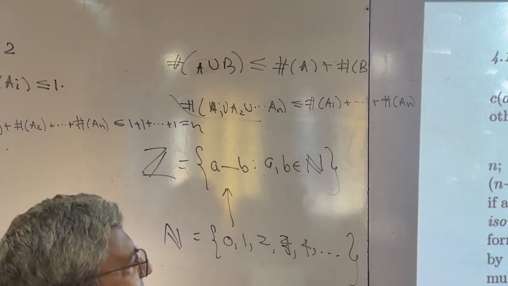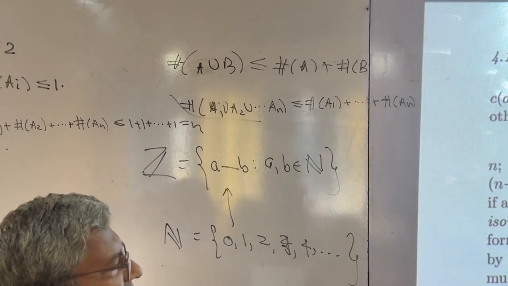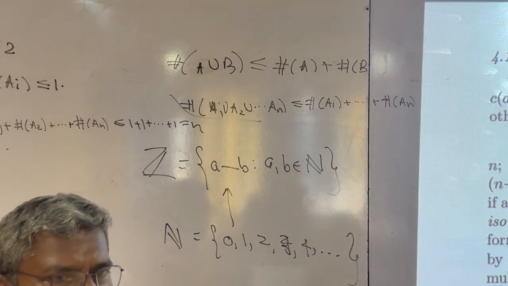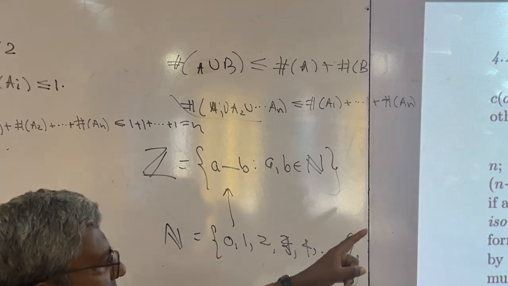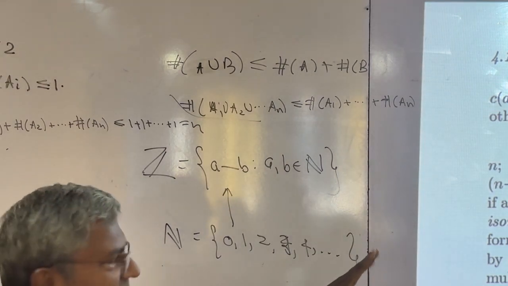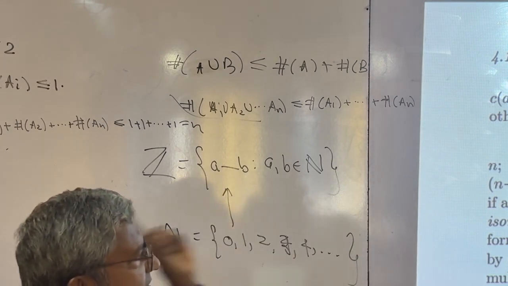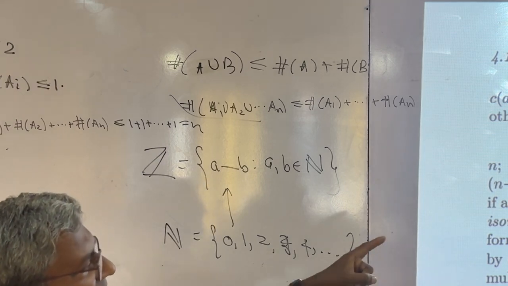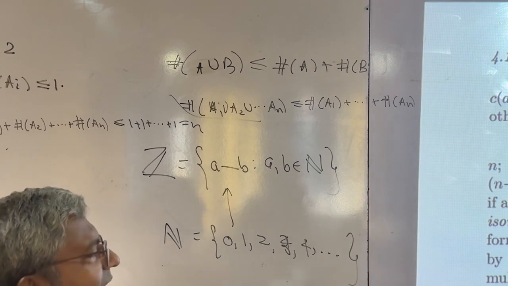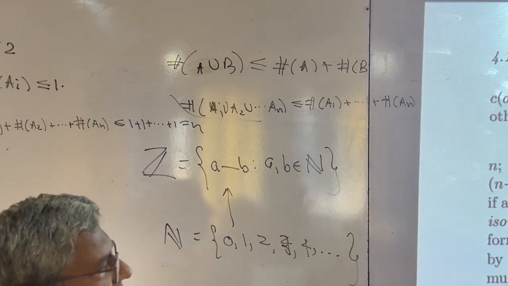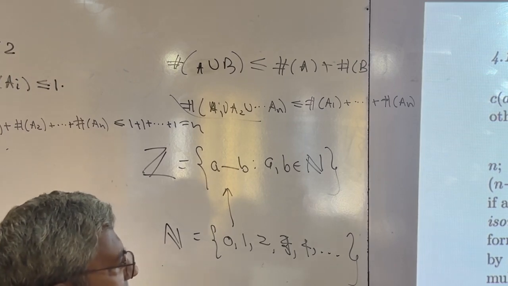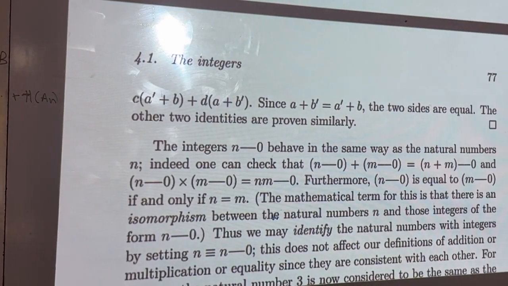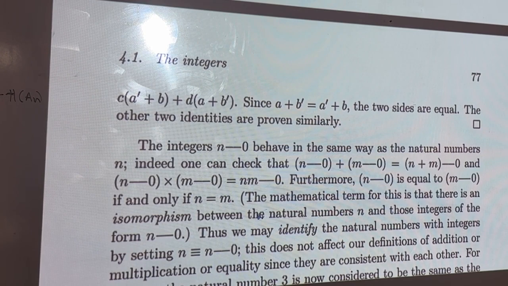So the integers of the form n minus 0 behave in the same way as the natural numbers n. N minus 0 is an integer. It's not a natural number. However, he says the integers n minus 0 behave in the same way as the natural numbers n. Indeed, one can check (n minus 0) plus (m minus 0) is (n plus m) minus 0, and (n minus 0) cross (m minus 0) is (nm) minus 0. Furthermore, n minus 0 is equal to m minus 0 if and only if n is equal to m.